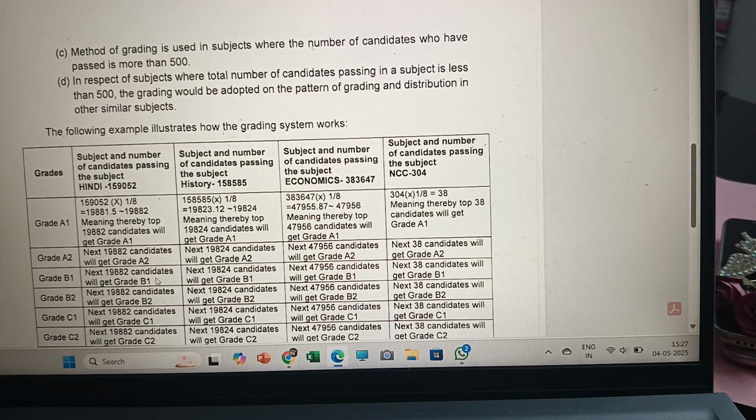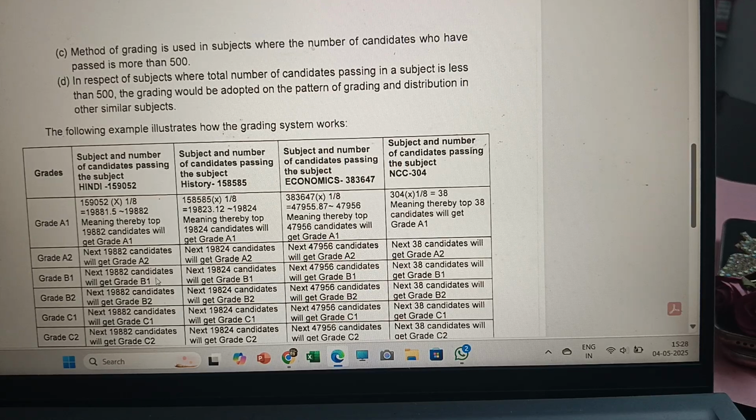Then history: 1,58,585. So divided by 8, 19,824. First those candidates will get A1. The next 19,824 candidates will get A2. Like that it goes. So see the different categories.